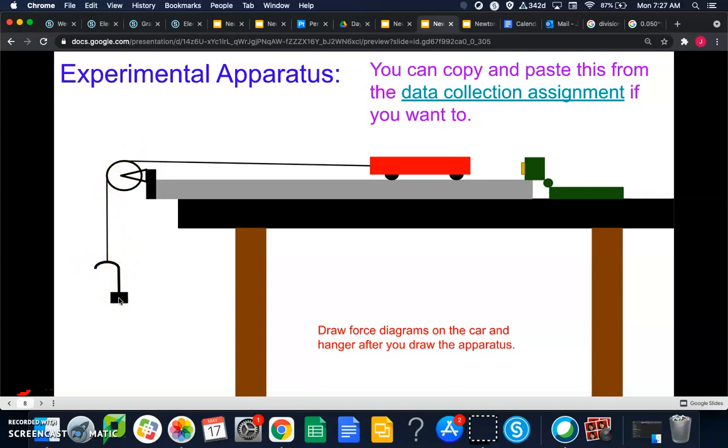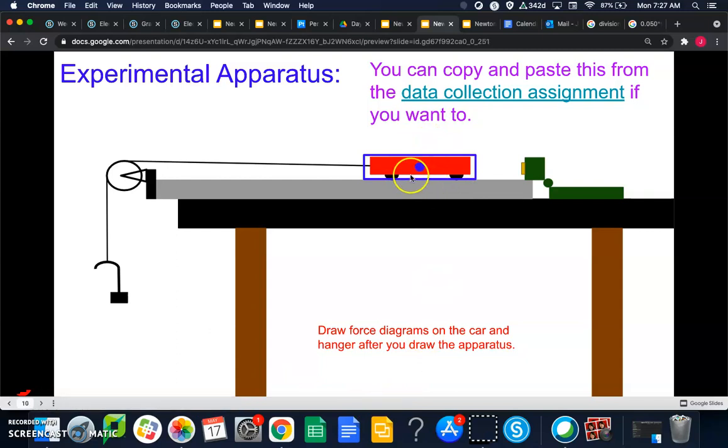Now, if yours doesn't look exactly like this, that's okay. This is just my interpretation of it. But the important things that you need to have on there are the sensor, the car, the string, the pulley, and the hanger. Those are the most important features. Okay. And so then we're going to draw a force diagram on the car. That's the other thing that I want you to do: draw your force diagrams in on here.